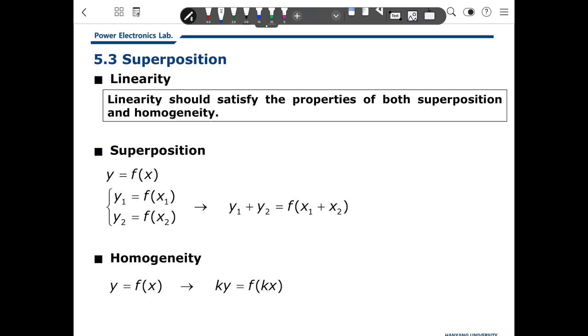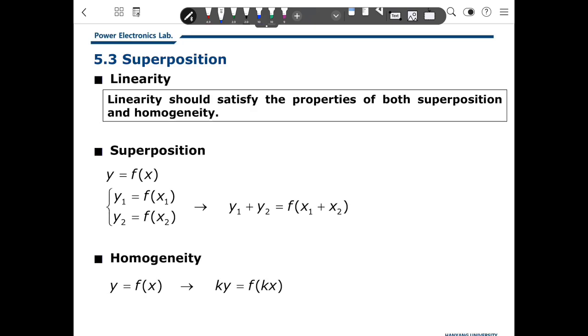The next, we will study about the linearity. And what is a linearity? In chapter 1, we already discussed about the linearity and linear system. Now, in electric circuit, actually, it could be a linear system. If the system is not linear, then the analysis is very complicated, and we can deal with the electric circuit simply.